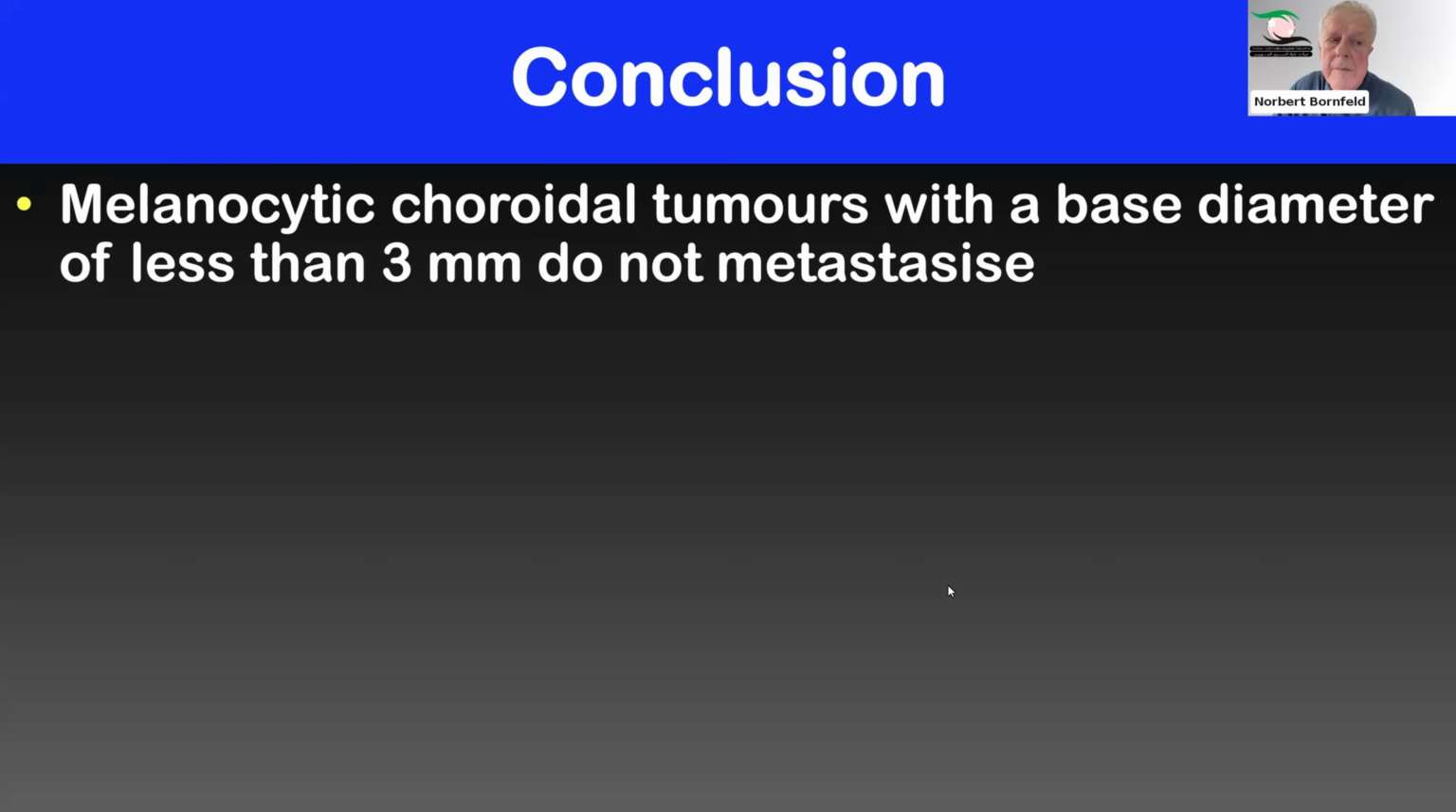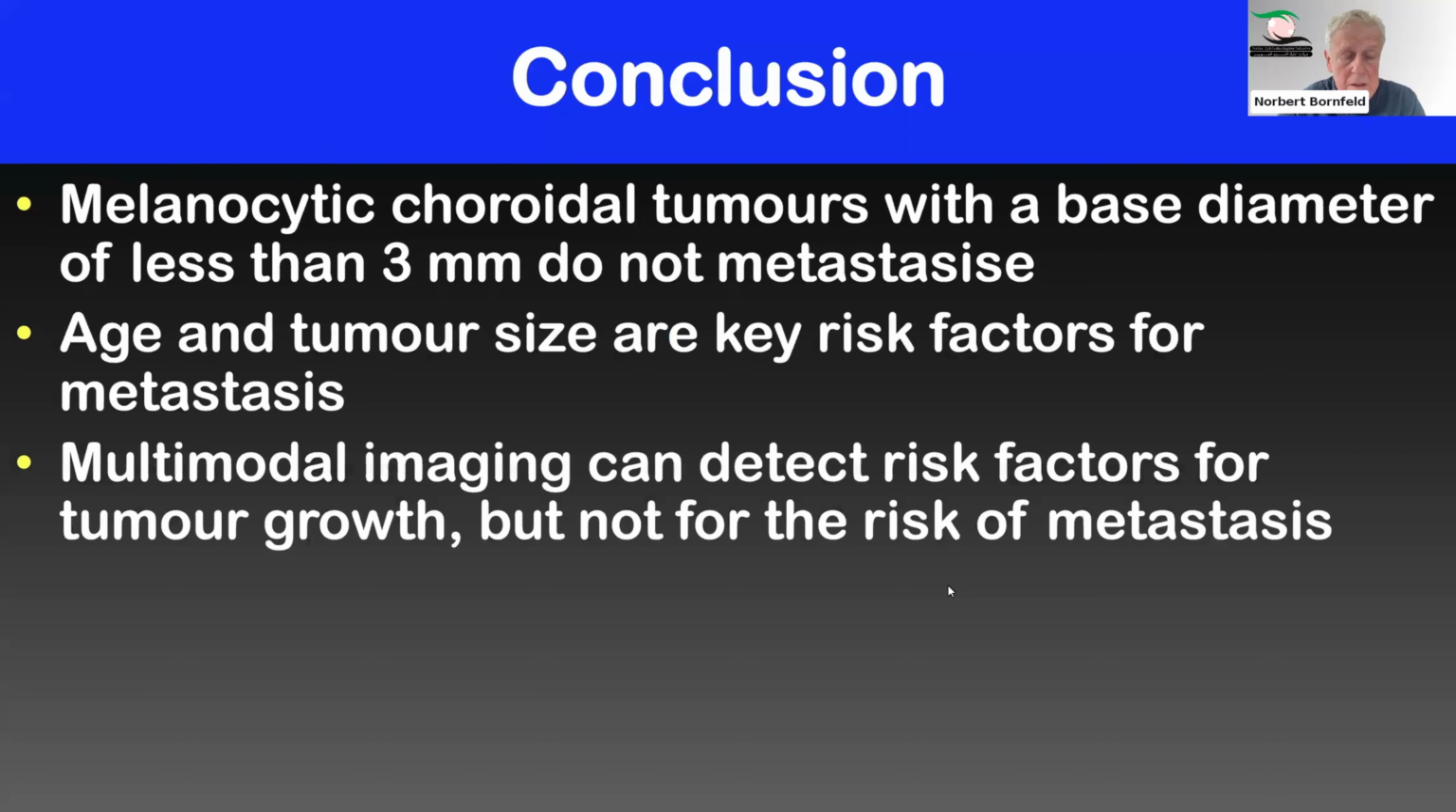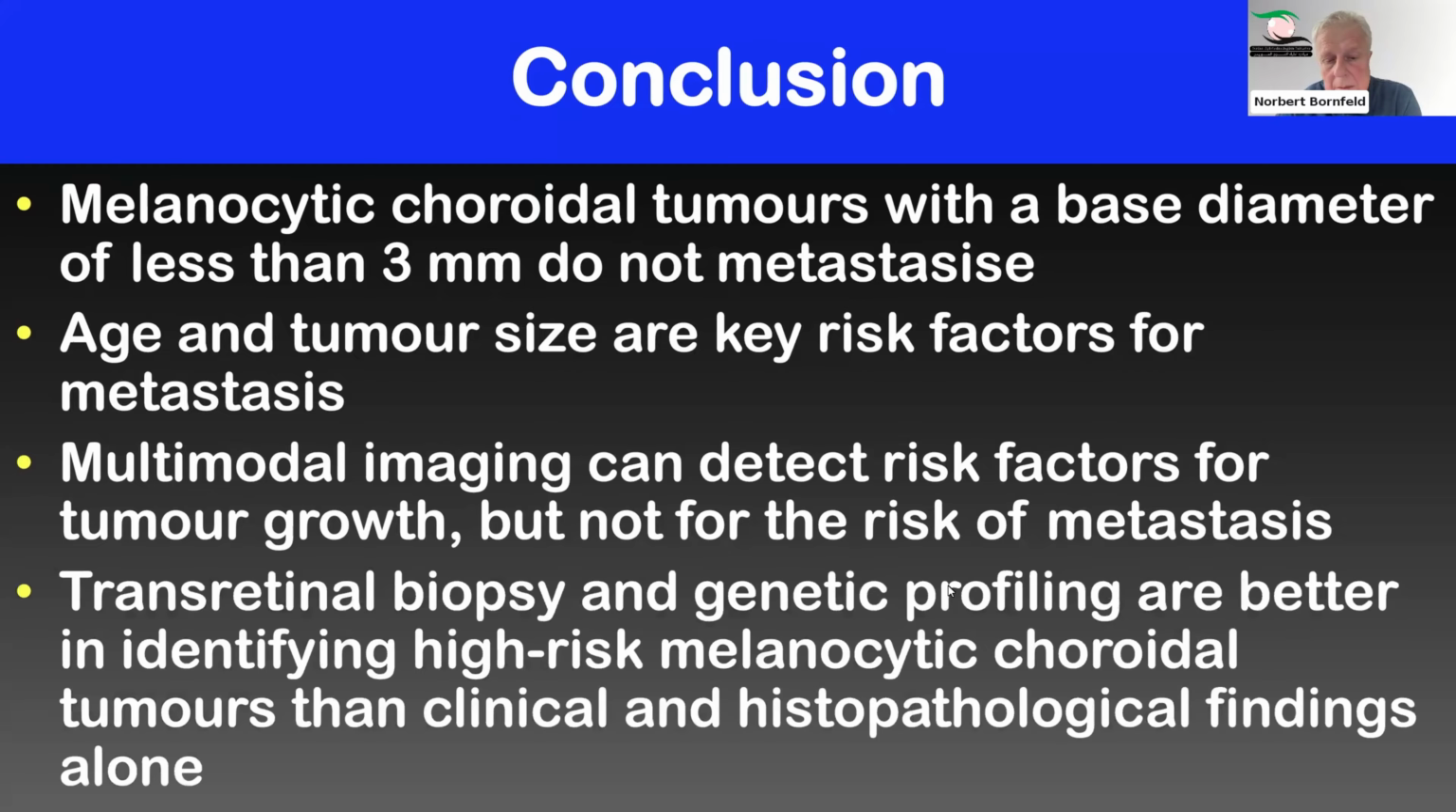Melanocytic choroidal tumors with a base diameter of less than 3 mm do not metastasize. I think that it's a good guideline for handling patients in the clinical routine who present with such lesions of less than 3 mm basal diameter. Age and tumor size are key risk factors for metastases, as in all other adult solid tumors, which is not surprising. Multimodal imaging can detect risk factors for tumor growth, but not for the risk of metastasis. And transvitreal biopsy and genetic profiling are better in identifying high-risk melanocytic choroidal melanomas than just clinical and histopathological findings alone.